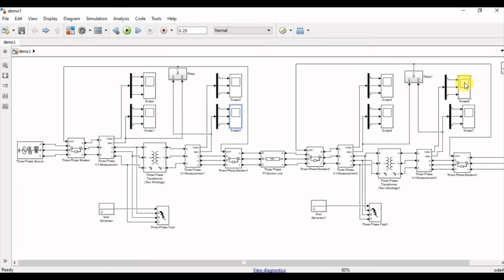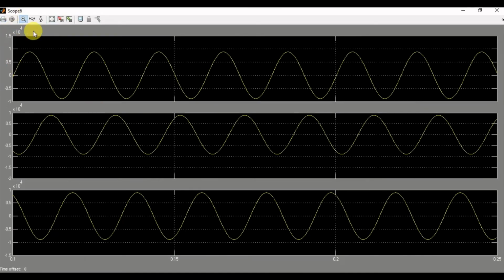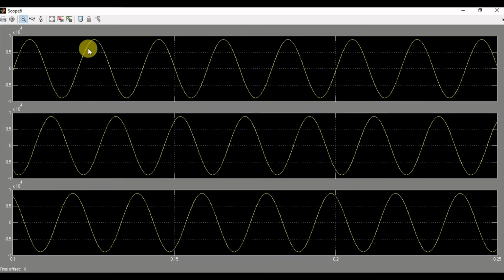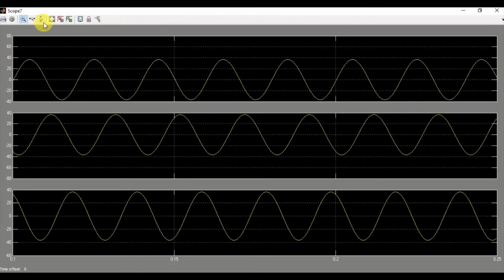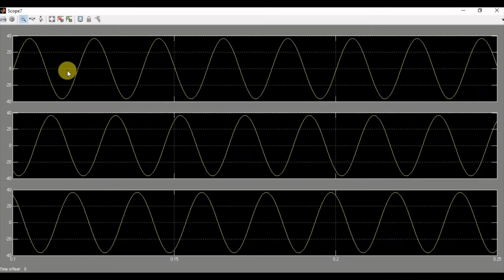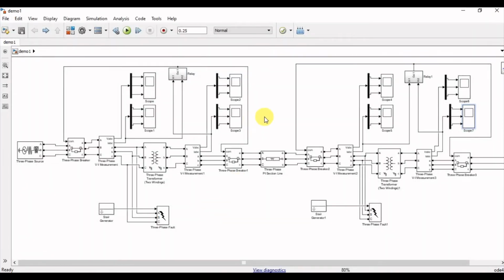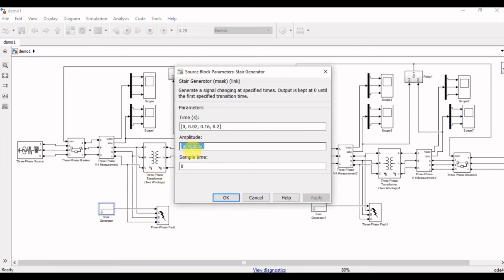Now moving towards transformer number 2. So the output of transformer number 2 is almost 1 into 10 to the power 4, which is almost 10,000 volts, which is basically the step down transformer, and the output current of the transformer number 2 is this one. So these are the normal voltages and currents just before generating the fault. Now let's introduce a fault at transformer number 1.